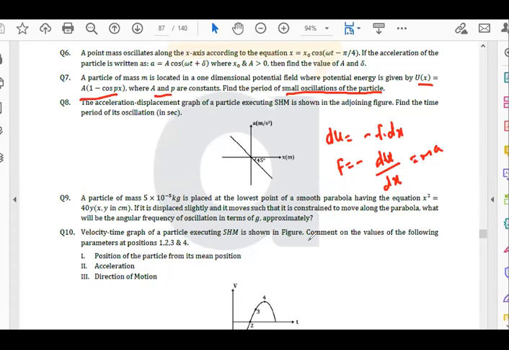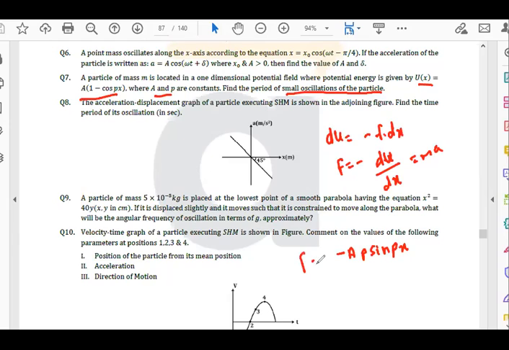I mean, what would be dU by dx? Differentiation of cos px will be what? Because A is a constant, right? So it will be 0. So minus cos px will give you minus sin px. So minus minus plus, and then we have minus. So it will be minus A p sin px. Yes or no?